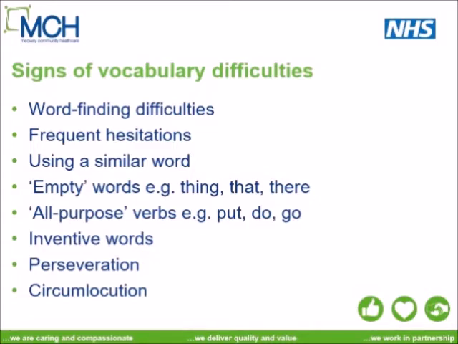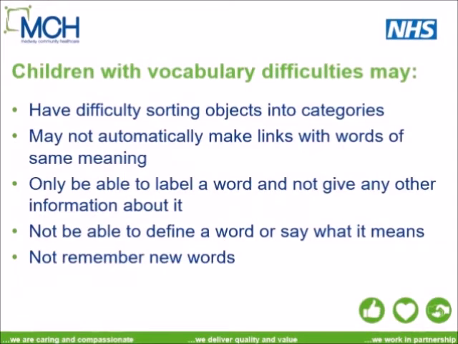The child might use perseveration, which is using the same word or short phrase over and over again. The child might use circumlocution, which is talking about the word without actually using it because they don't know it or can't think of it at that moment. For example, rather than the word prawn, a child might say, that small pink thing that we got from Asda.